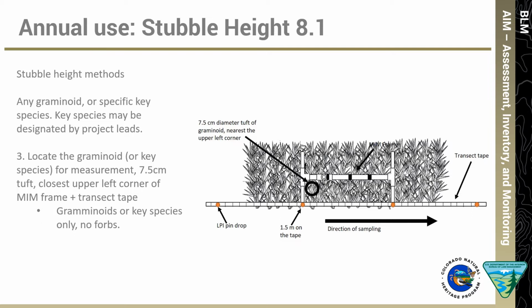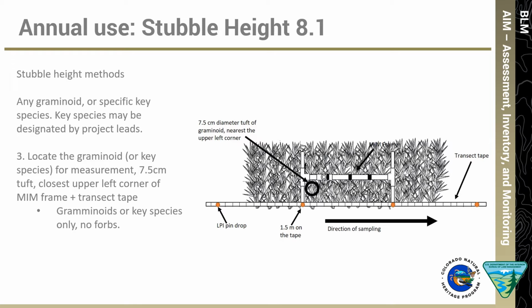Most riparian graminoids grow tightly together, forming dense mats with little separation between individual plants. Often, several rhizomatous species may be growing together. Thus, the method uses the 7.5 centimeter diameter tuft of all co-occurring graminoid vegetation. If graminoid vegetation, or key species, are sparse and part of the closest tuft is outside the MIM frame, measure the entire 7.5 centimeter tuft.